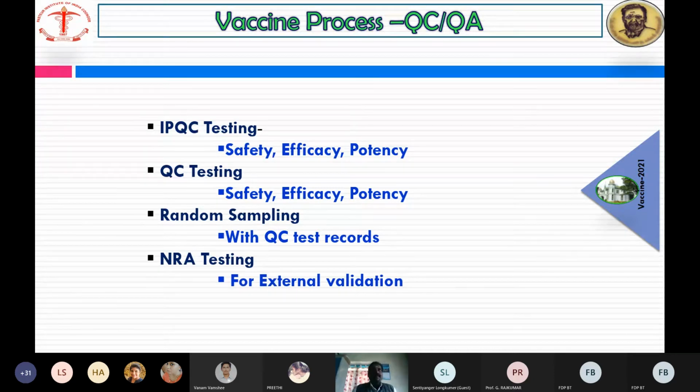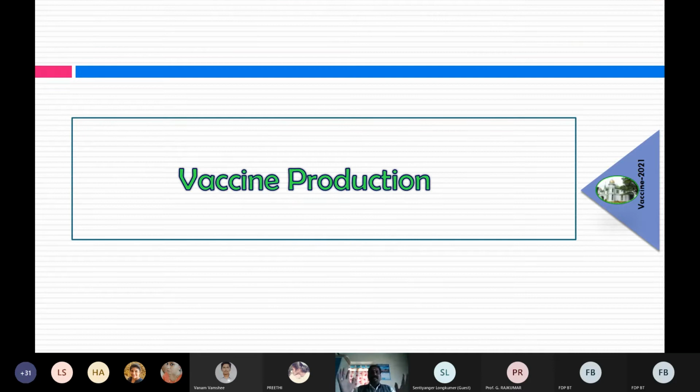One is IPQC testing. During my vaccine production, I should ensure that at each and every stage of the production, the material should meet the regulatory norm, the safety, efficacy, potency. And also during the production process, I take some samples for external validation. I send that material to QC. This QC is divided into different teams. You can see later. Then random sampling along with the QC test result and the production results are sent to the serial. They are going to reanalyze our vaccine safety, efficacy, potency for external validation. Finally, the vaccine goes for releasing.